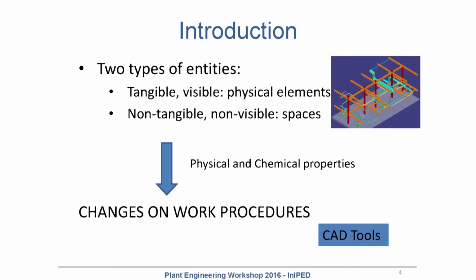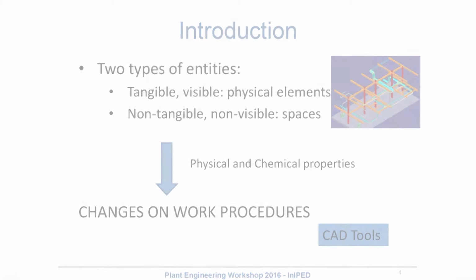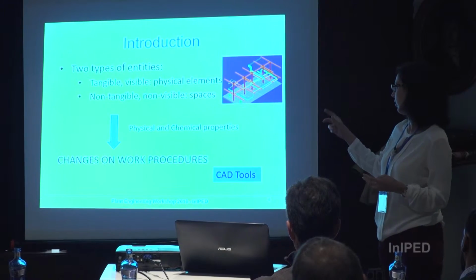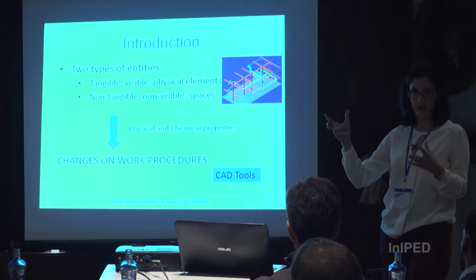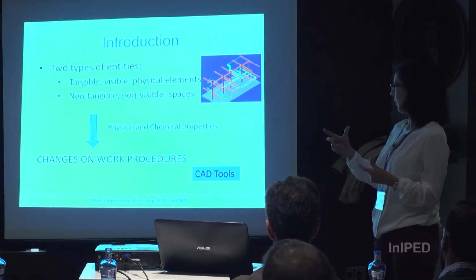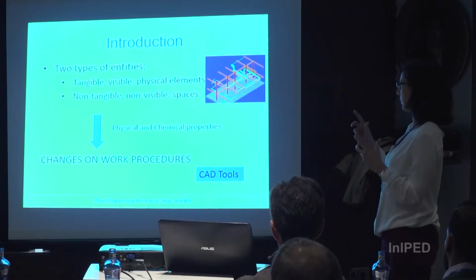So this is the index that we are going to follow to achieve these purposes. When we are designing a facility, we have two types of entities: tangible and visible entities, like physical elements such as beams, equipment, piping, or raceways, things that you can see and you can touch, and while you are designing, you take into account. But we have other entities that I used to call non-tangible or non-visible, that are spaces, such as means of egress, dismantling areas, and hazardous atmospheres.